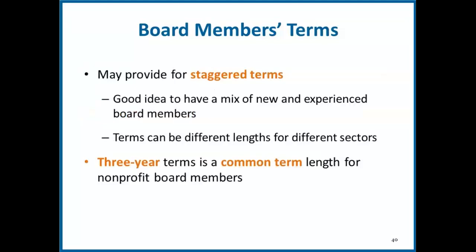I talked about this a little bit, but you might provide staggered terms or have that cooling off period, so mixing in new and experienced board members. Terms can be different lengths for different sectors. So if you're seeing that it's much harder to recruit for a certain sector, you might allow that term length to be a little bit longer. But also make sure it makes sense how you have those potentially staggered, or what the different lengths for different sectors are.